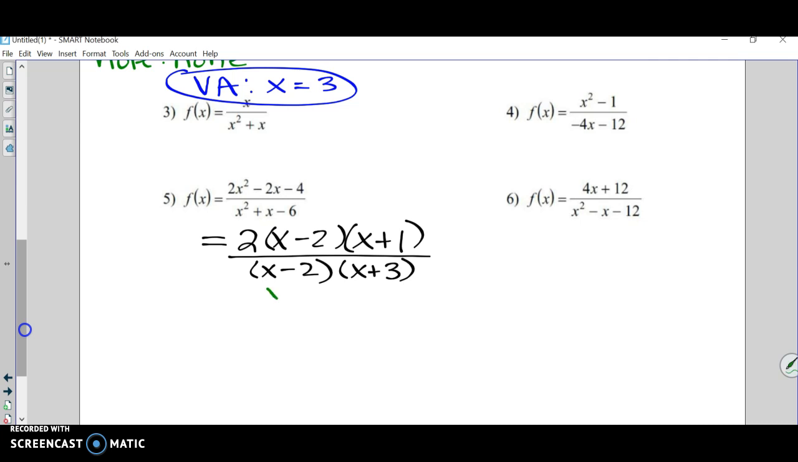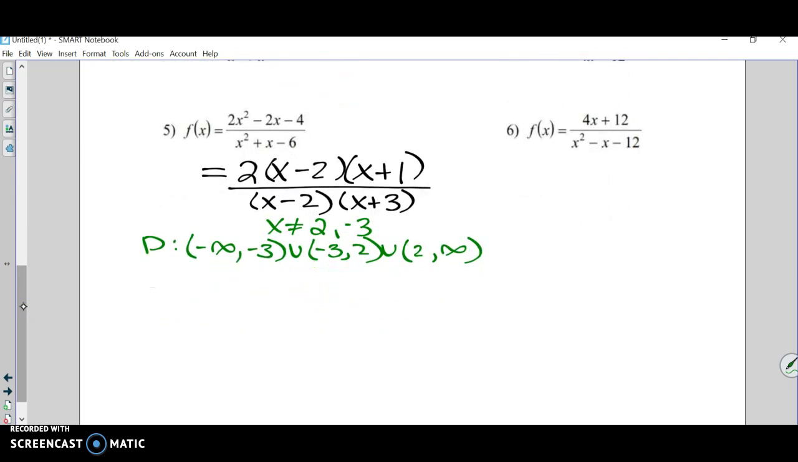So, what's my domain restrictions? It's what? Nope. Domain restrictions come from what? Numerator to denominator? Positive 2 and... So we already found the domain on this one because we did it on the first page. It was from -infinity to -3, union -3 to 2, and then union 2 to infinity. Okay? We already did that one.